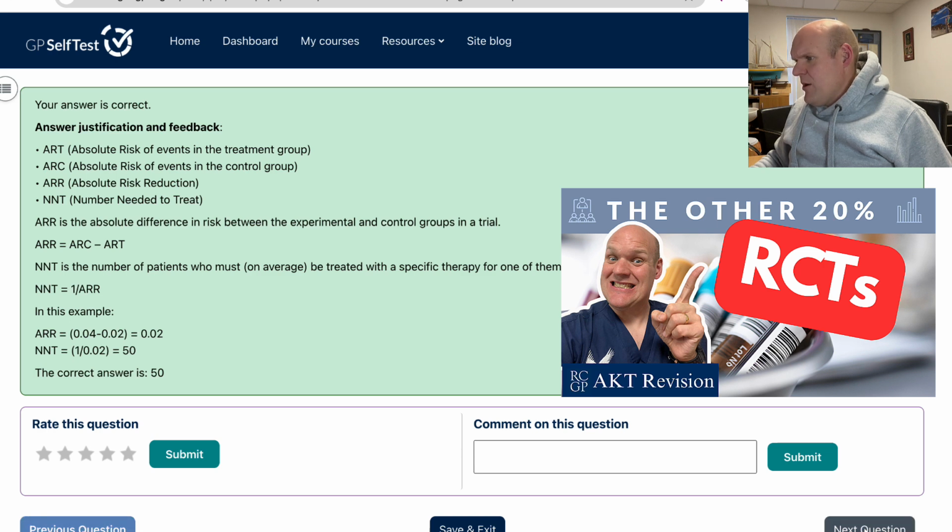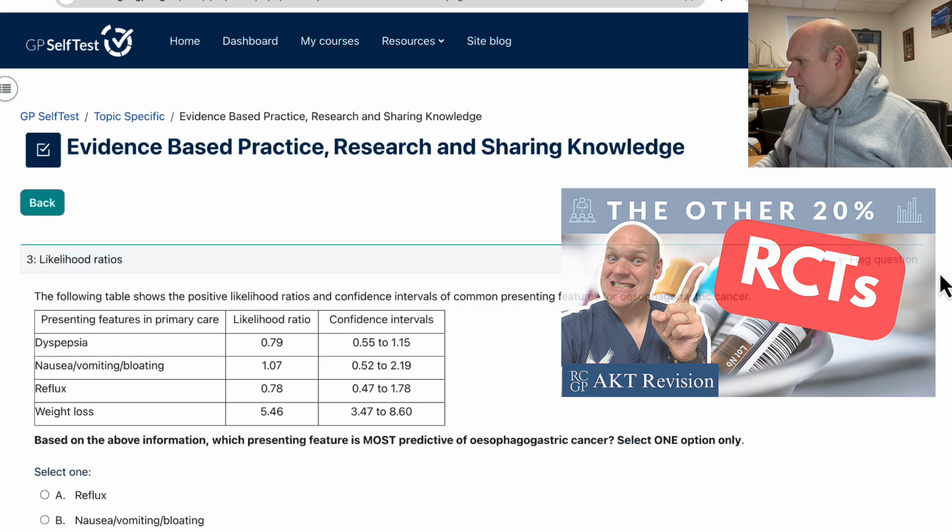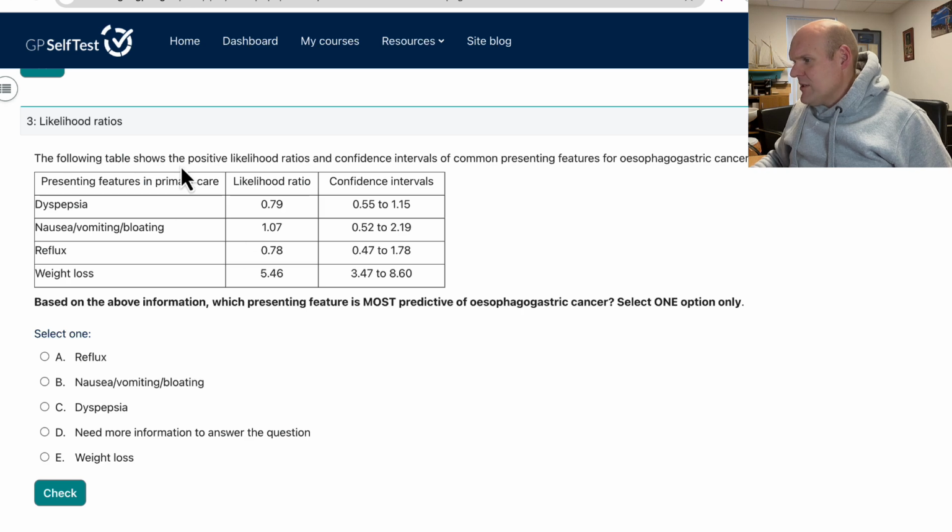God, this is exhausting. I'm only 2 questions in. Come on, Dave. Keep going. Right. Oh, bloody hell. The following table shows positive likelihood ratios and confidence intervals of common presenting features for oesophagogastric cancer. Blech, try saying that. Based on the above information, which presenting feature is the most predictive of oesophageal cancer? Select one option. So we need the one with the highest likelihood ratio. So nausea, vomiting, bloating. And then we've got weight loss as well with a very wide confidence interval, so it doesn't even overlap with that. So I'm going to go with weight loss.